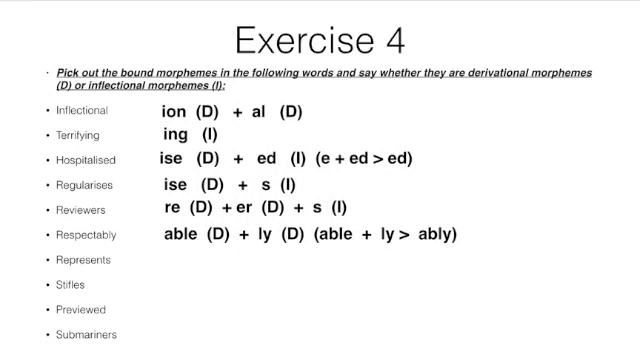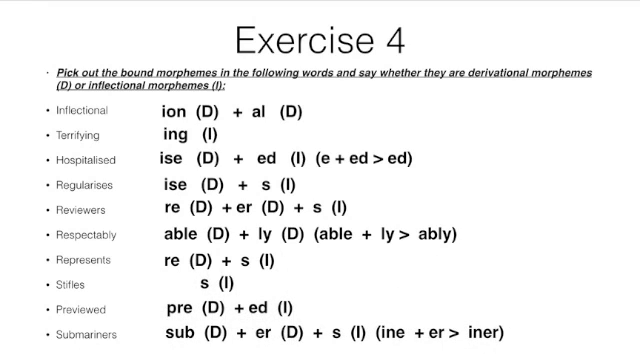Nice animation there, no? Okay, represents. So you have re, derivational, and then the third person singular s with he and she, represents, inflectional. Stifles: s there, which is inflectional. Previewed: pre, derivational, and then past tense ed, inflectional. Submariners: you have sub there, derivational, and then you have er, submariner, and both of them are derivational, but the s there is the plural s, which means that it is inflectional.